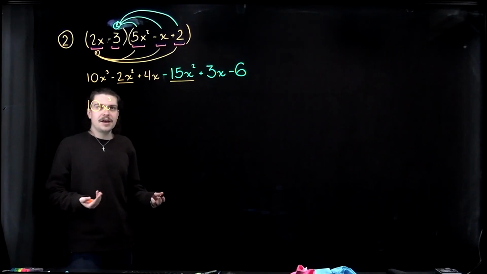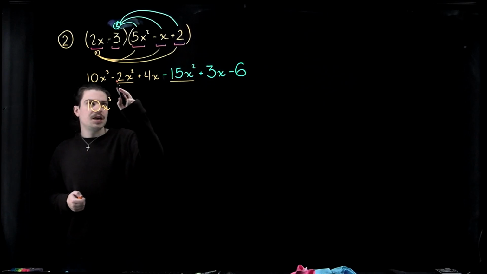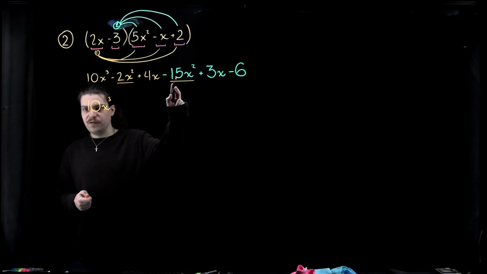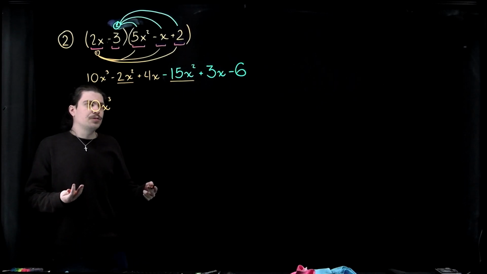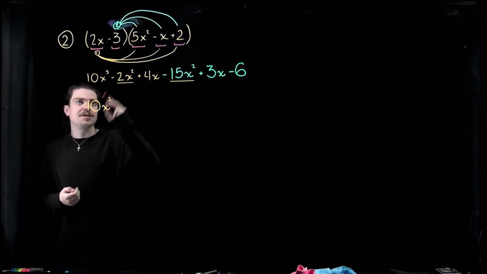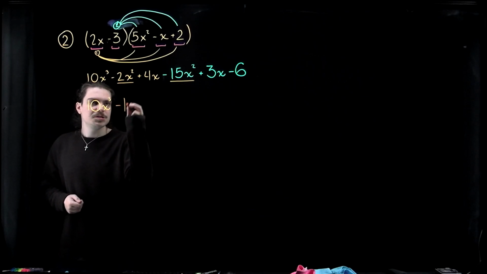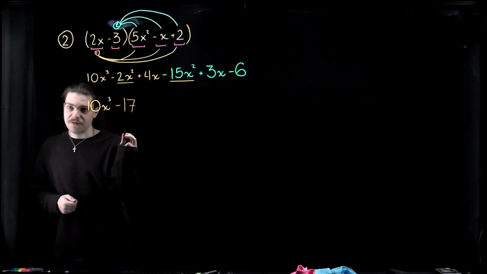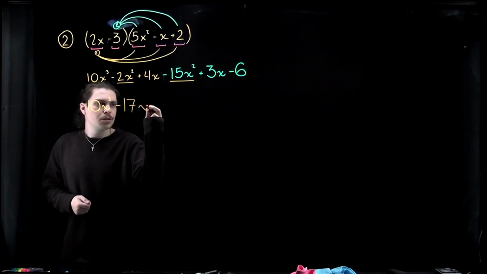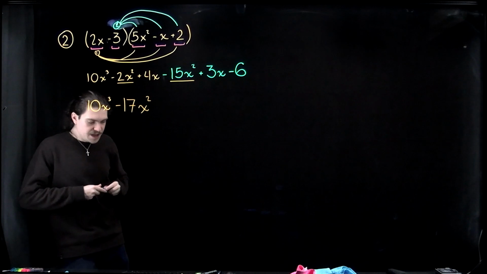So I know I can combine those, and we say, okay, we look at the coefficients out front, a negative 2, a negative 15, we add those together, and if they're both negative, it's minus 15, minus 16, minus 17. So here, we'll have a minus 17x squared, right? We can combine these two terms.